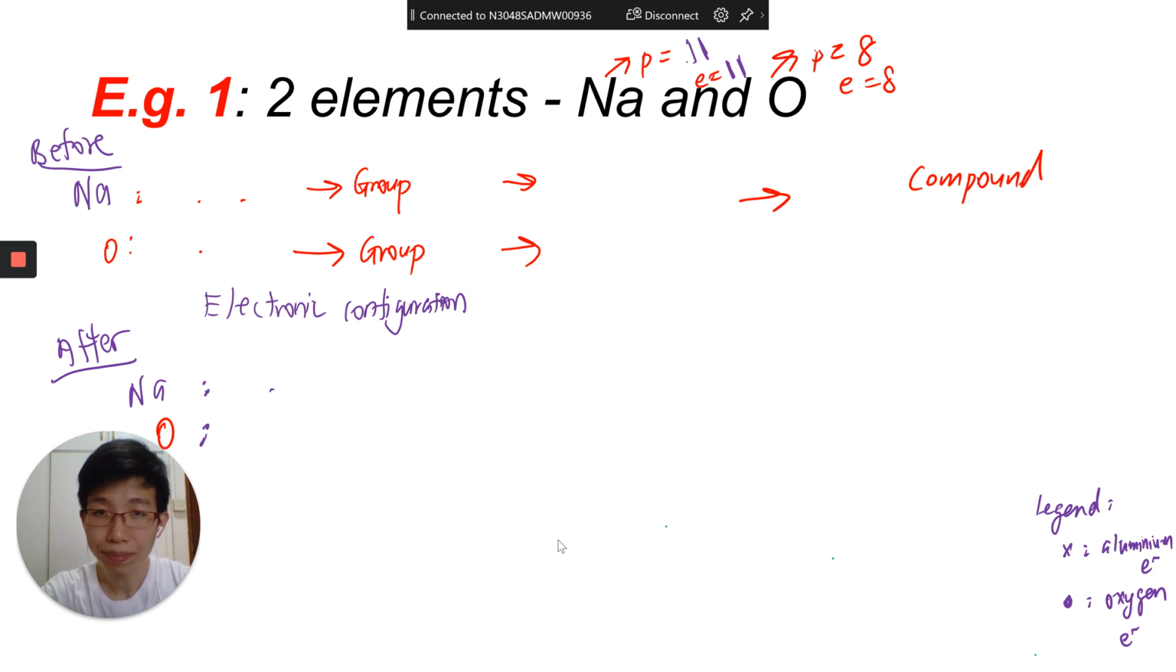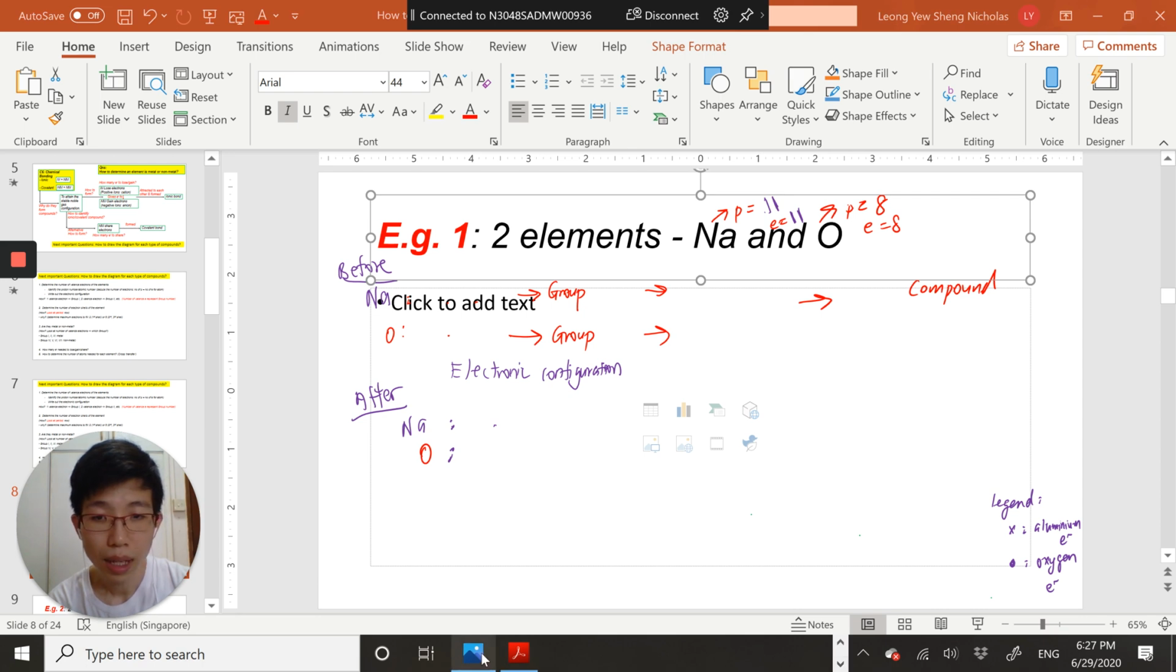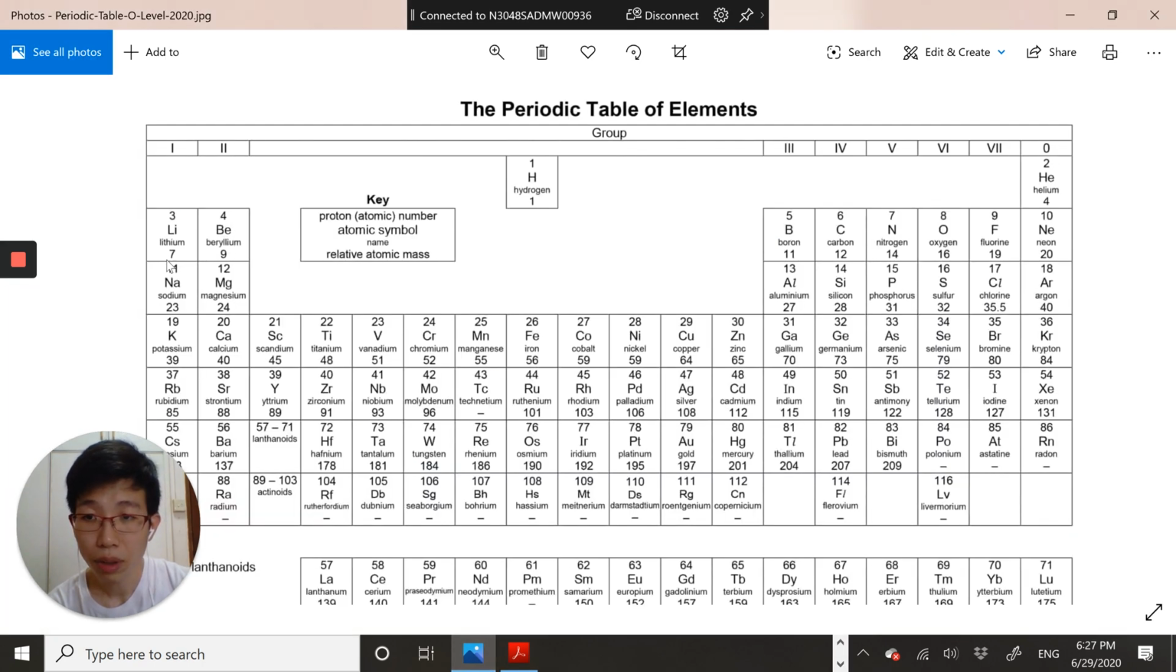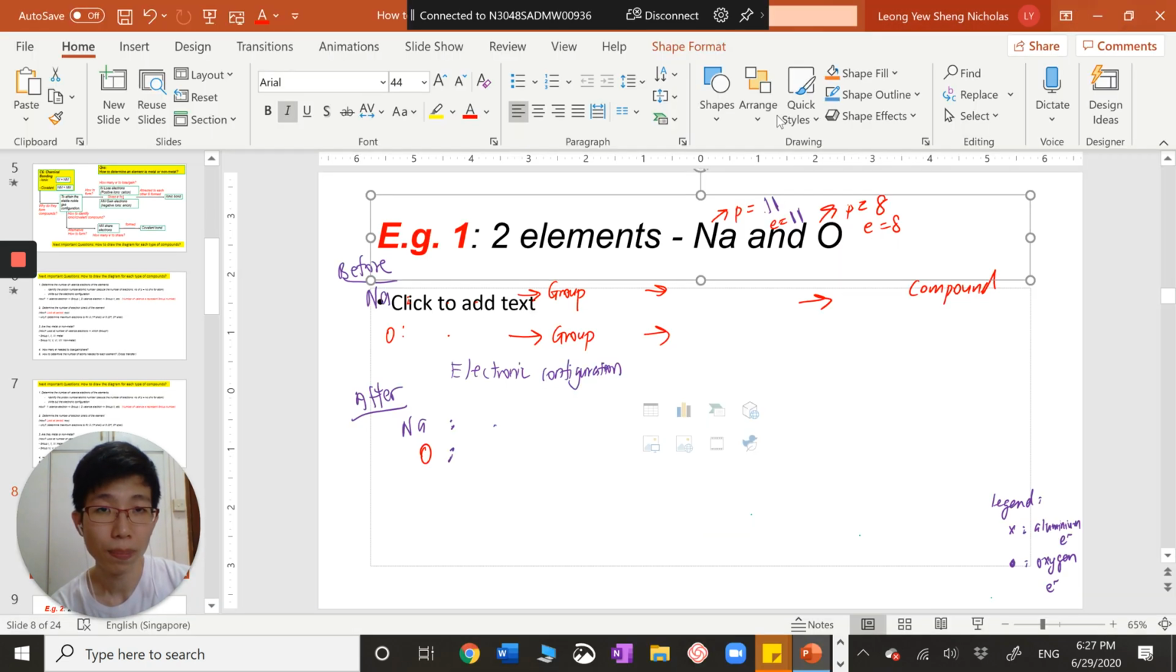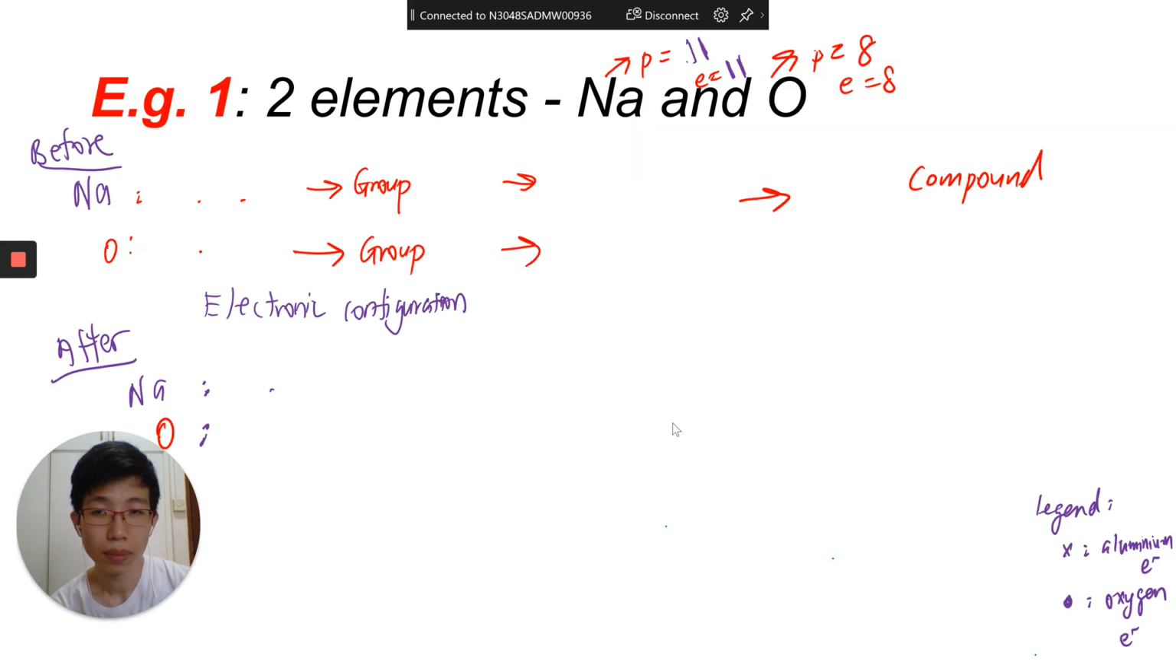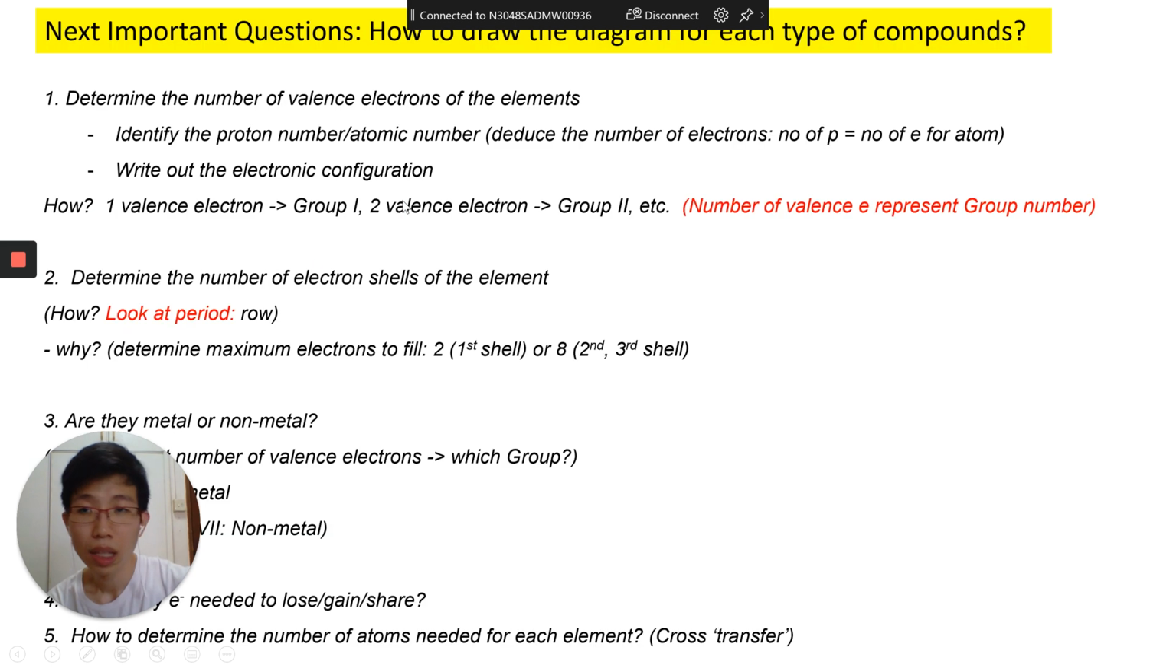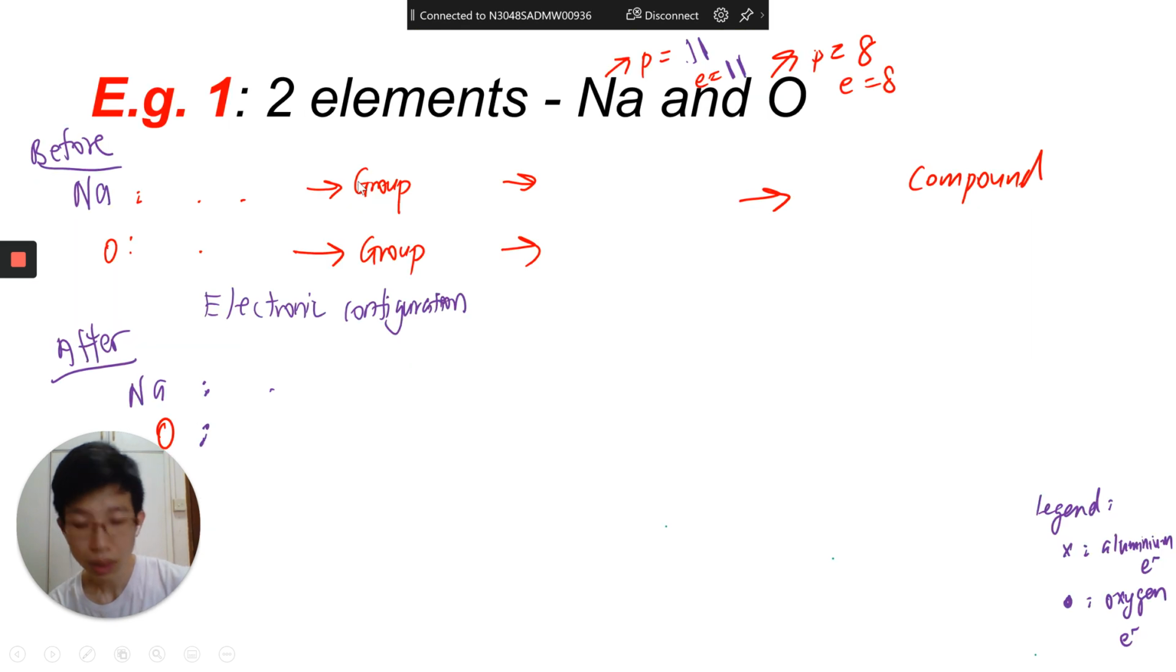In our periodic table, I know that sodium has 11 protons, while oxygen has 8 protons. So that's why I put 11 and 8 over here. Next, we are required to write out the electronic configuration. For sodium, it will be 2, 8, 1. For oxygen, it will be 2 and 6.